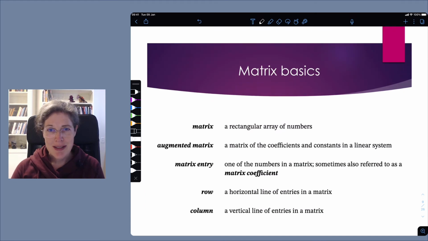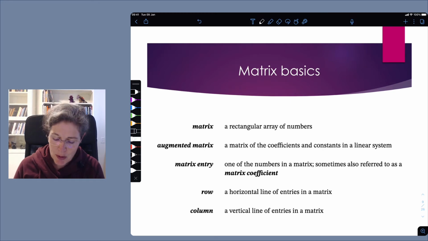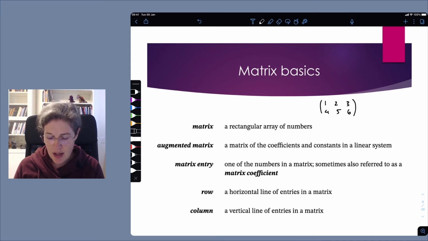All right, so let's just clarify what these matrix things are. Simply put, a matrix is a rectangular array of numbers. So for example, you could have 1, 2, 3, 4, 5, 6. That's a perfectly good matrix. And usually I will use these round brackets, but some textbooks will use things like a square bracket.